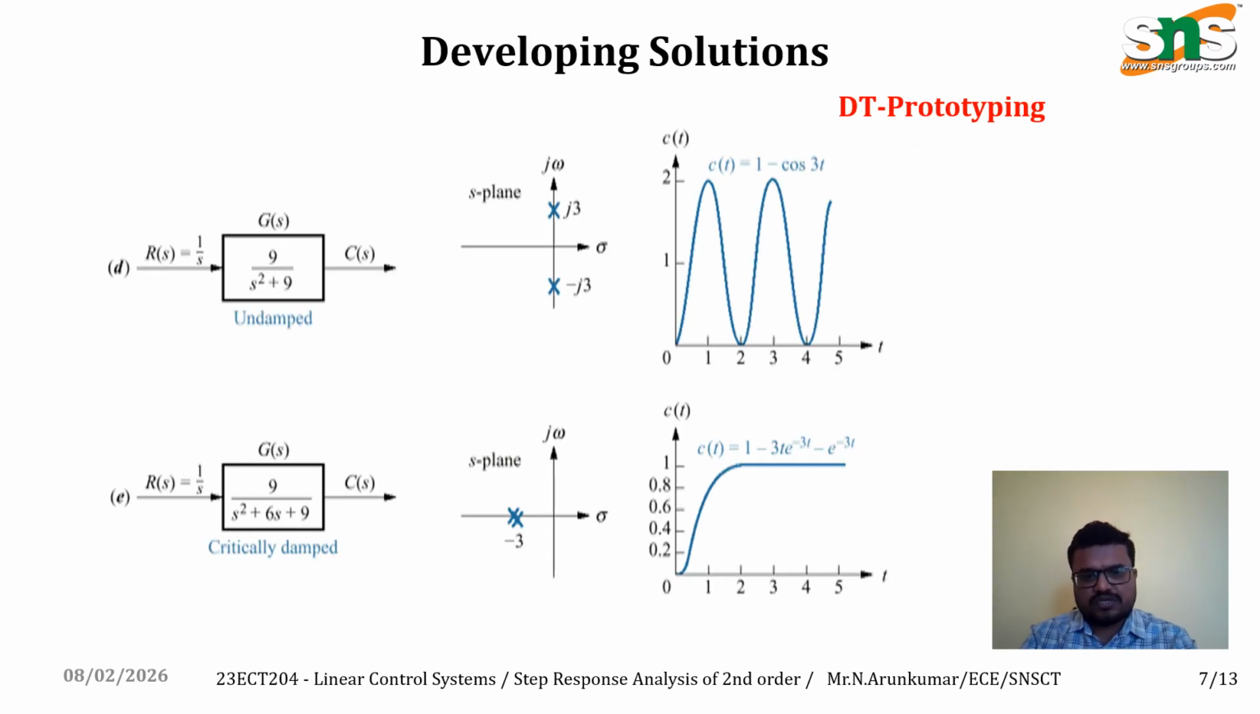And developing solutions. Suppose you have different values or different equations, then we can see the corresponding damping ratio of the systems. Here they are listed: undamped system and critically damped conditions. In the undamped system, the transfer function given is G of s equals 9 by s square plus 9. Then the value has been plotted based on the corresponding characteristic equation. So it will be j3 and minus j3, because undamped means del equal to 0, so it occurs only at del equal to 0.